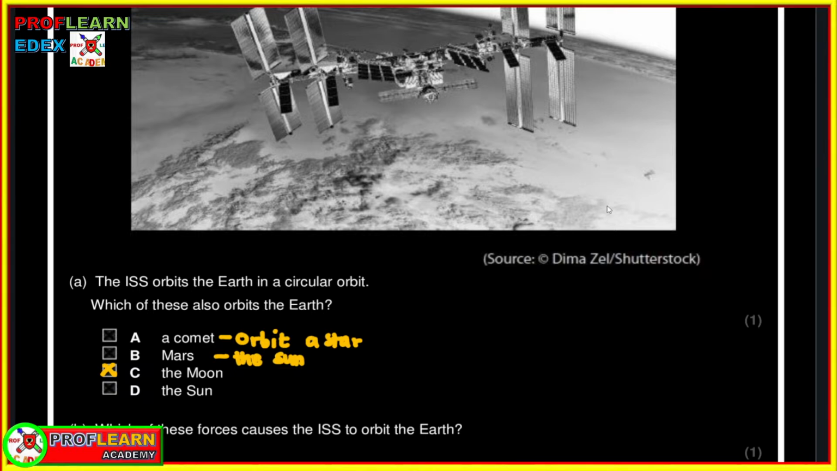Which of these also orbit the Earth? So, some questions to do with motion in the universe. You also need to know the difference between different orbits. We have the orbit of a comet, the orbit of a planet, and the orbit of the moon. In this question, we are told to state which one also orbits the Earth, and that is the moon. A satellite orbits the Earth. A planet orbits a star, that is the sun, and comets orbit the star, or the sun.